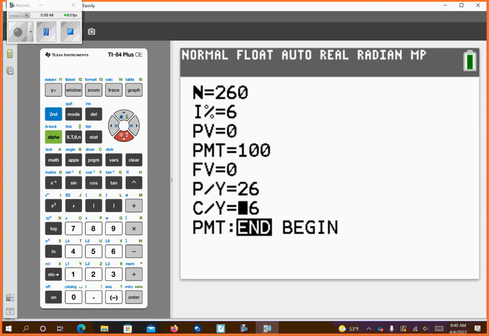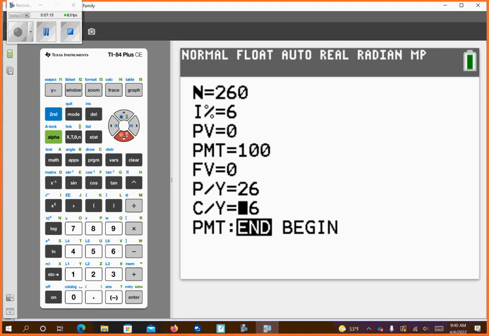We have 6% interest. We had a value originally of nothing. We're putting $100 in. We need to figure out the future value. But our payments per year, because we're doing it every other week, and it's 52 weeks in a year, if I divide 52 by 2, I get 26. Don't worry about the end/begin. Just keep it as end. So we want to figure out the future value.